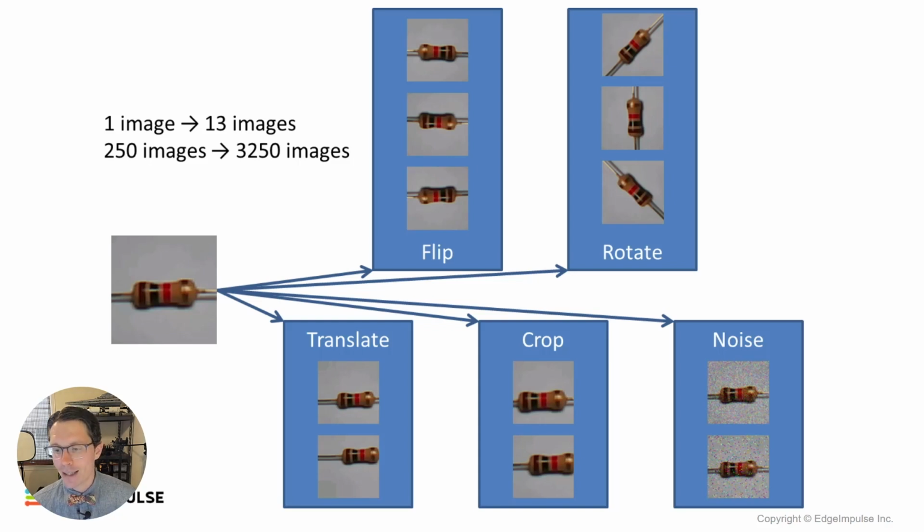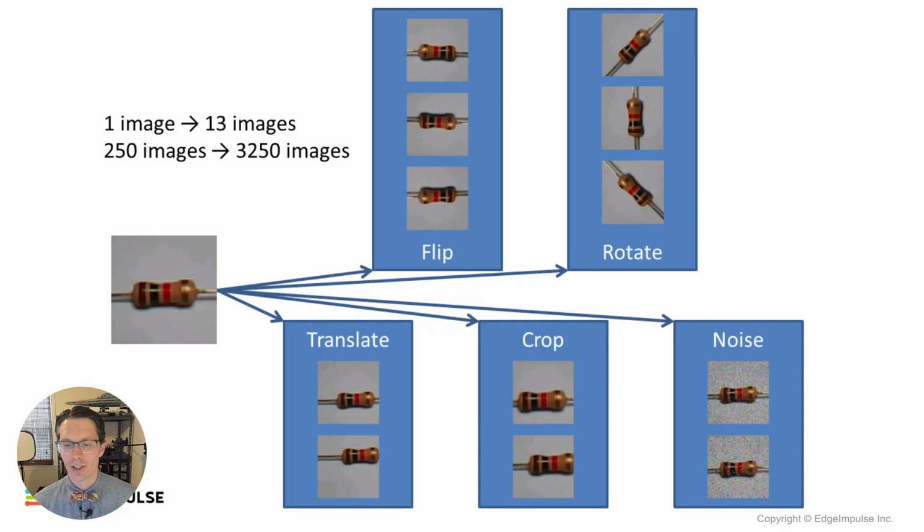We would repeat this for all the samples in that data set. For example, if we started with 250 original images of, say, this resistor, we would now have 3,250 new images thanks to data augmentation. This helps us expand a data set and give us that more robust training set to create a better model.